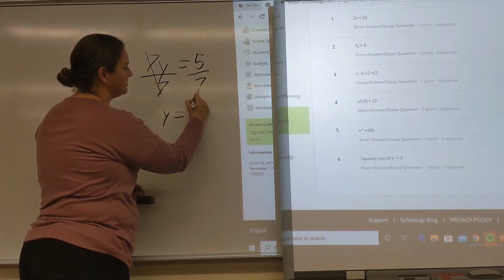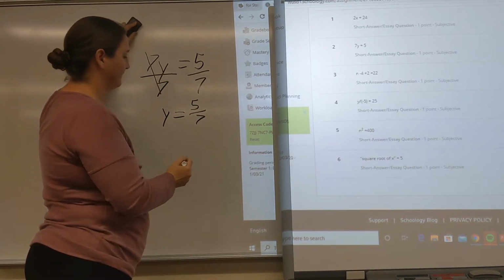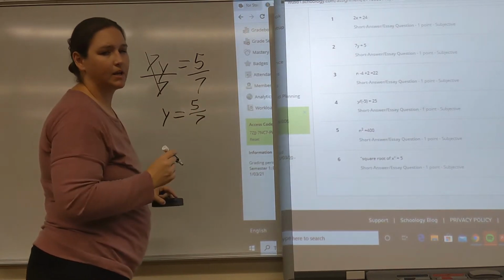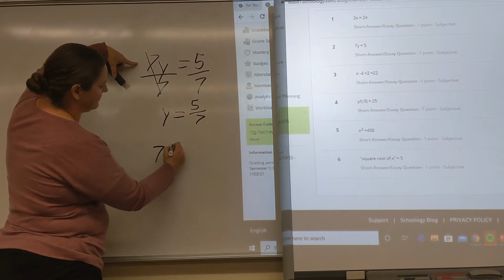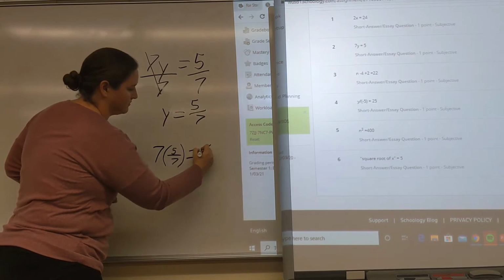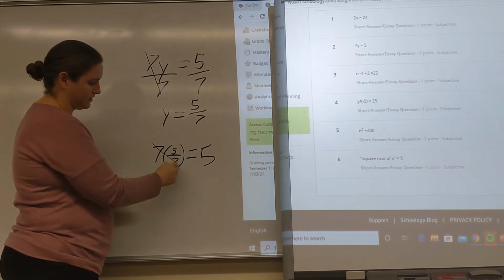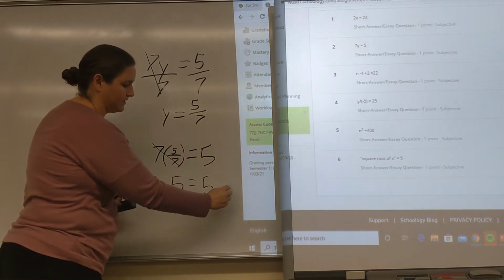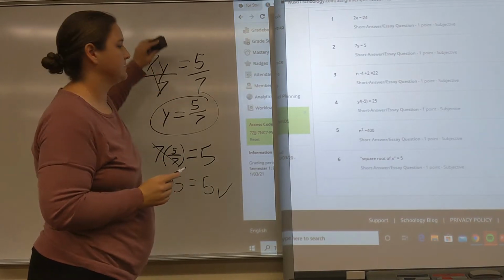So we have y equals 5/7. And check it. Make sure we check it. And I'm just going to leave it as a fraction. I'm fine with fractions. Okay, so our original 7 times 5/7 equals 5. These 7s are going to cancel, which leaves us with just our 5. 5 equals 5. Yes, it does. It checks. So our y equals 5/7.